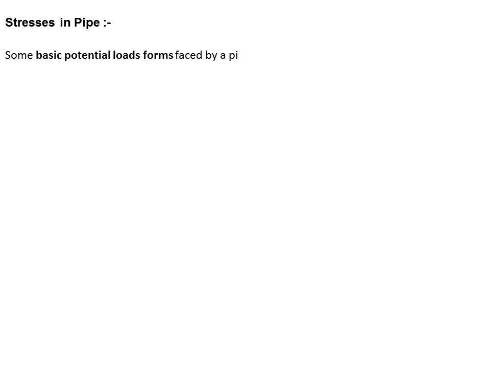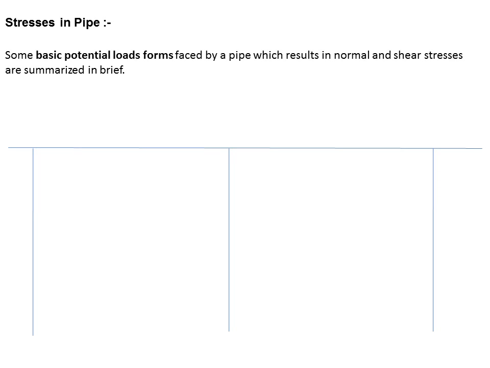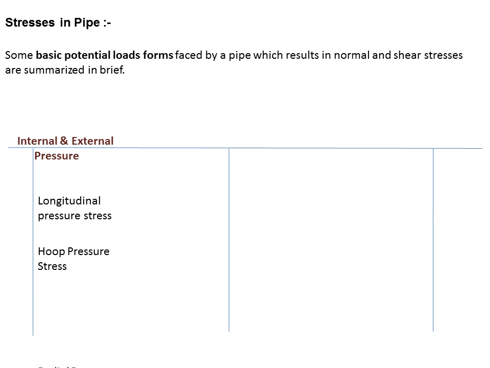Some basic potential load forms faced by the pipe which result in these normal and shear stresses are summarized in brief. We have internal and external pressure loading, which leads to longitudinal pressure stress, hoop stress, and the radial stresses illustrated in the earlier uploaded video.